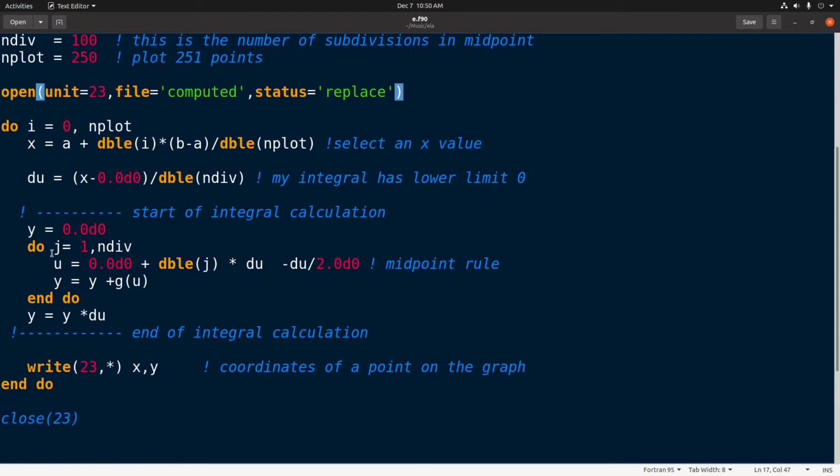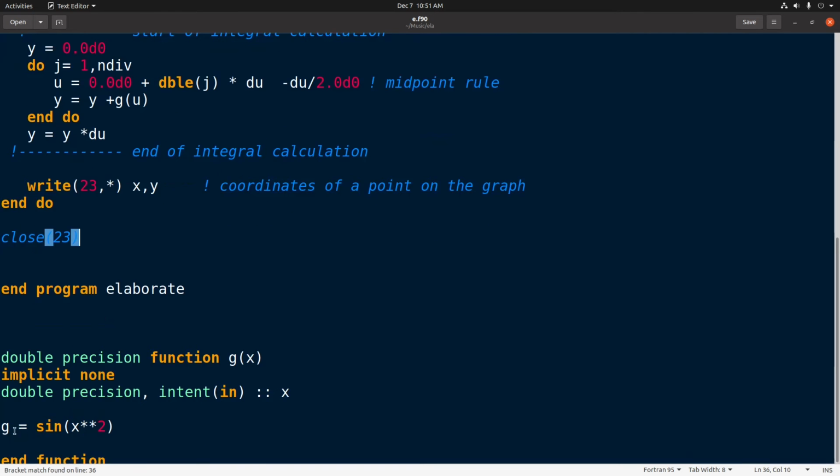What I have to do now is approximate the integral of g of u with respect to u. The beginning of this calculation starts here. The end is there. So initially I said y equal to 0. For the number of subdivisions, u will be the midpoint of subinterval number j in this case. y will be increased by g of u, and we factored out the delta x previously, but delta u now, so I have to remember to put it back in. At the end of this, what is sitting in y is approximately the integral from 0 to x of g of u du.